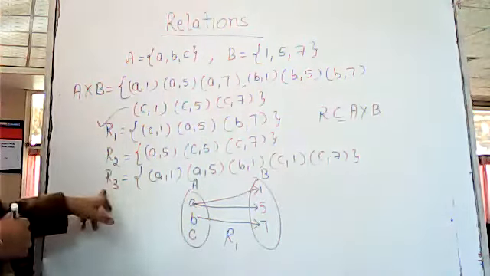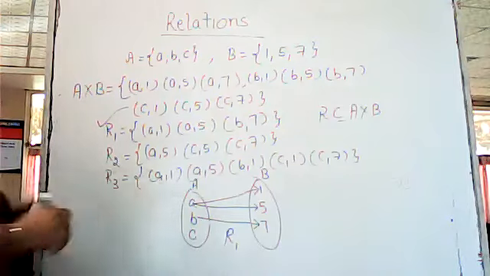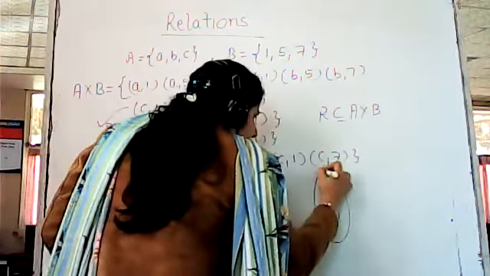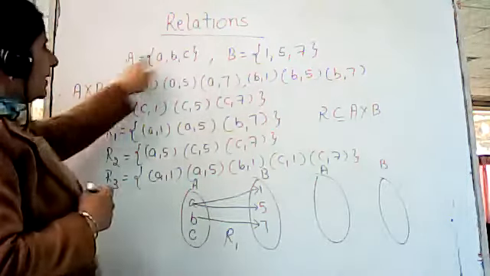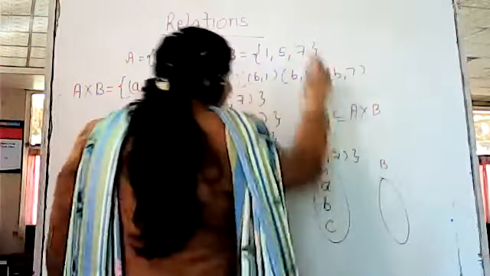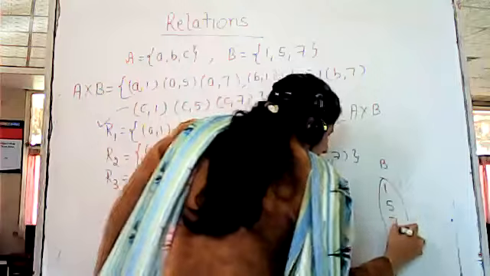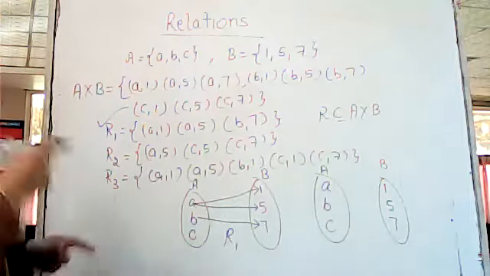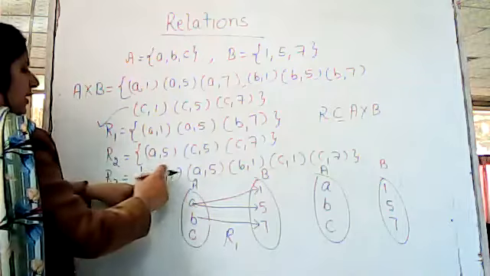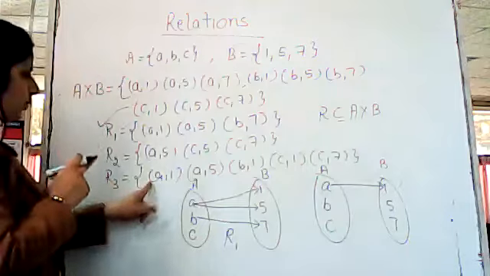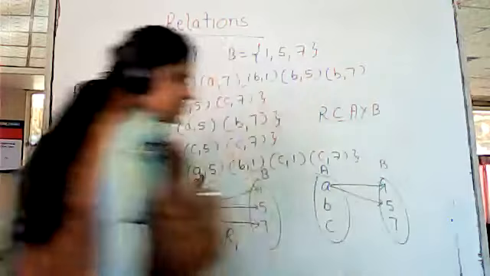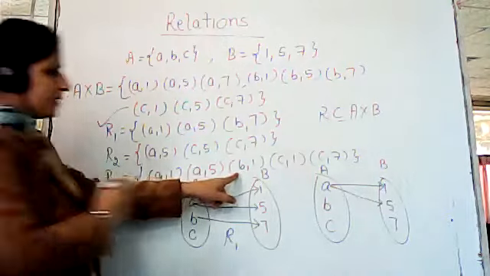Similarly, if we want to draw the arrow diagram for the third relation, that is R3, then what will be the arrow diagram? Sets will be the same. What are the sets? Sets are A and B, having elements A, B, C, and the elements of the second set are 1, 5, 7. Now, what is the third relation? A is related with 1. So we have drawn an arrow from A to 1. A is related with 5. It means A is also associated with 5.